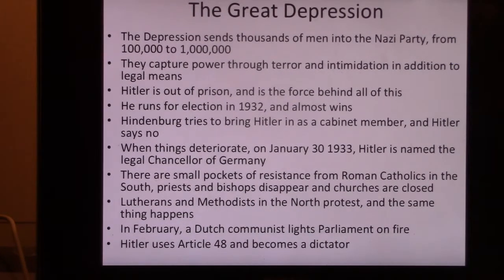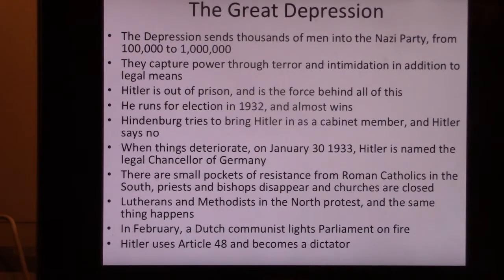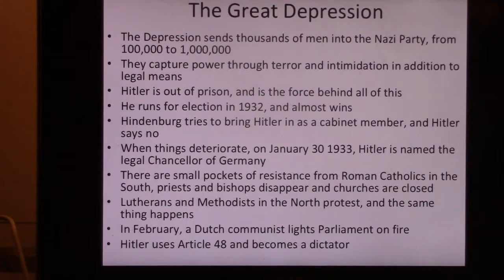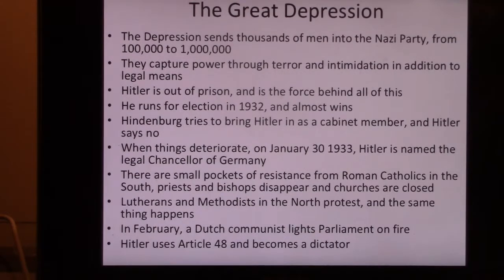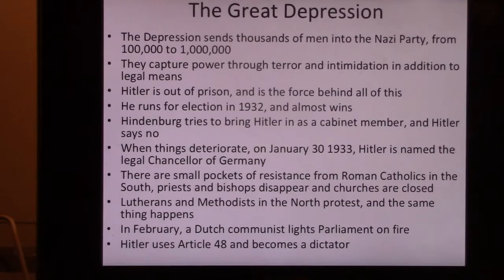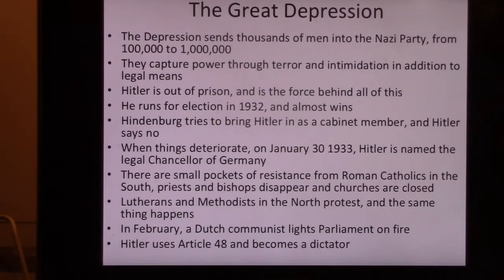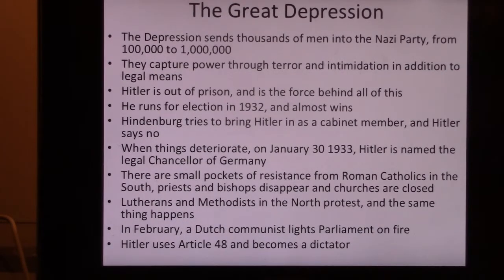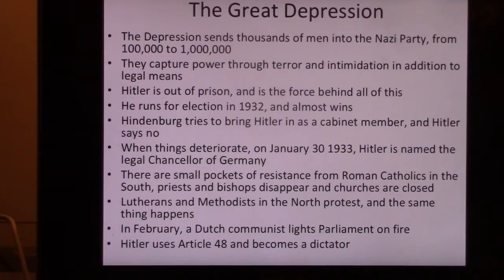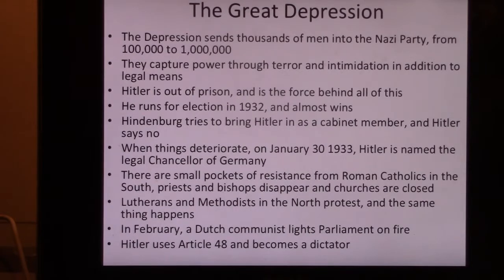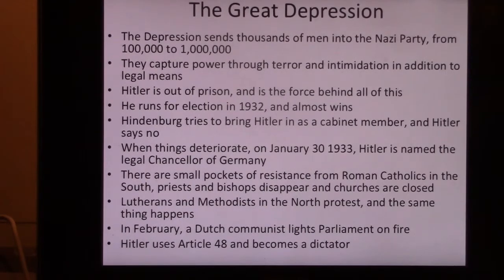And they were given like UPS brown pants and tan shirts. And their job was to capture power, to eliminate political opponents. They did it by public speaking, they did it by campaigning, and also through beating up and threatening anybody who got in their way. And Hitler, now out of prison, is the guy behind all of this. And so when it's 1932, Hitler actually runs for president. And everyone laughs. This creepy little guy has no chance. But he almost wins. It's very close.